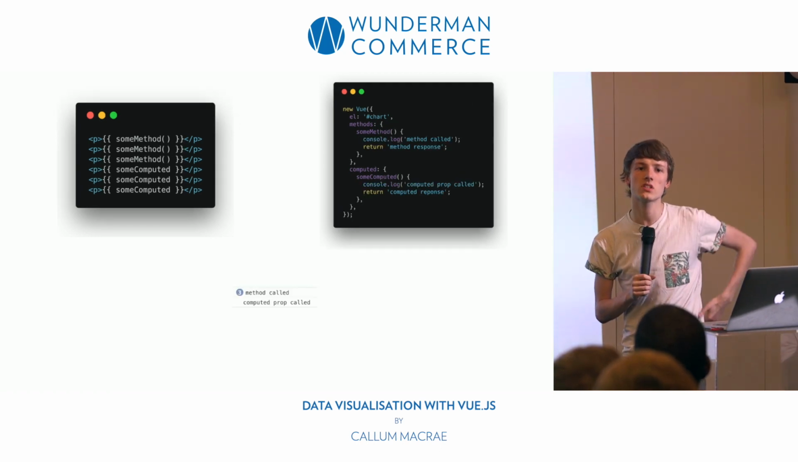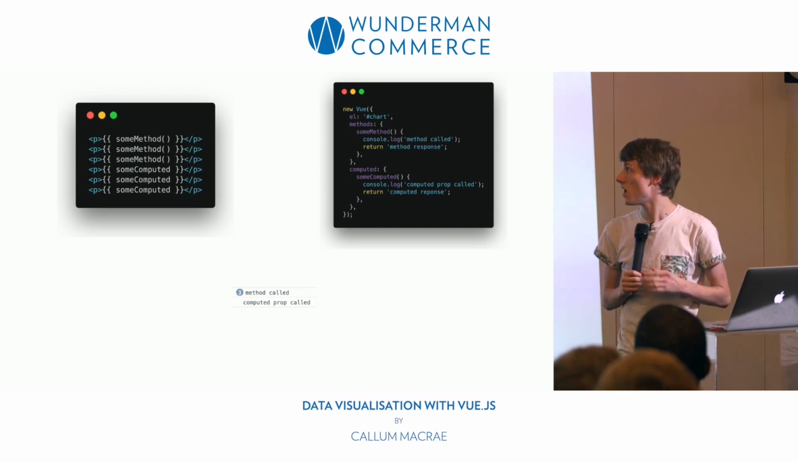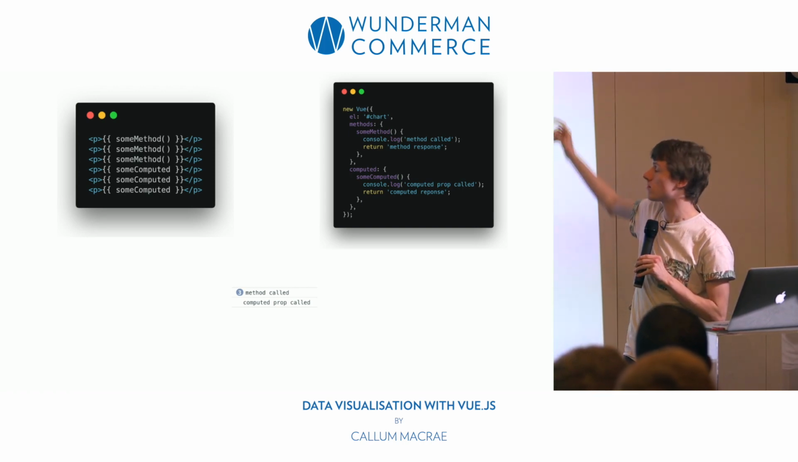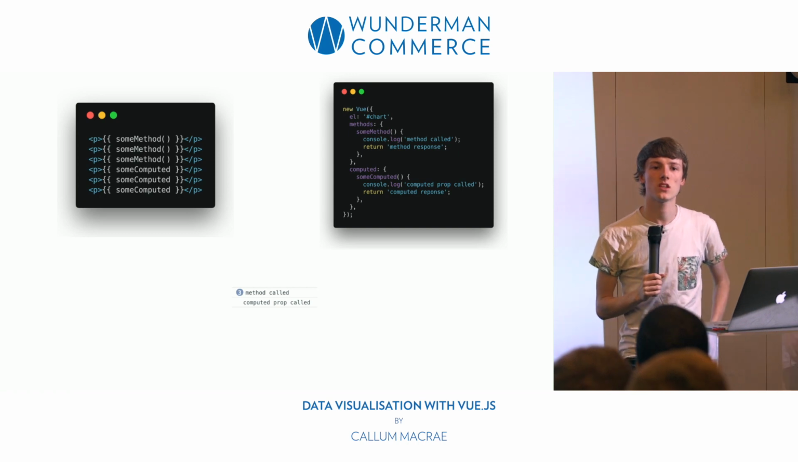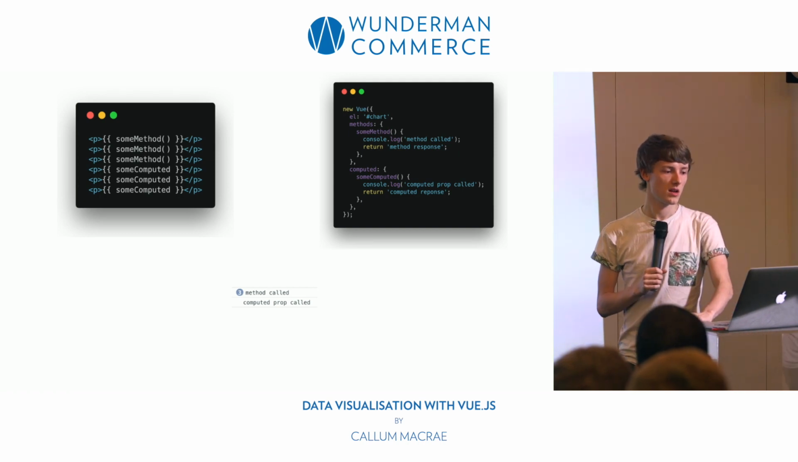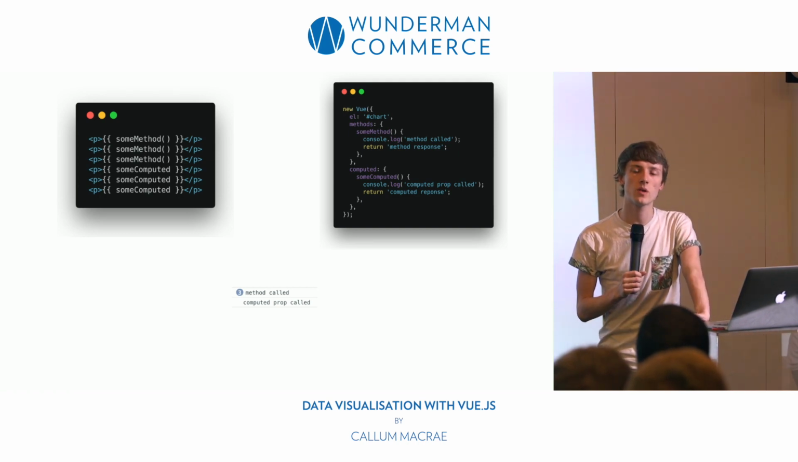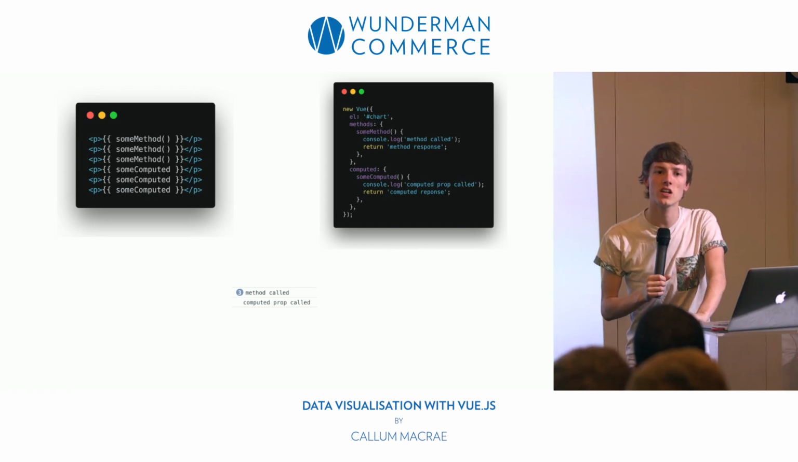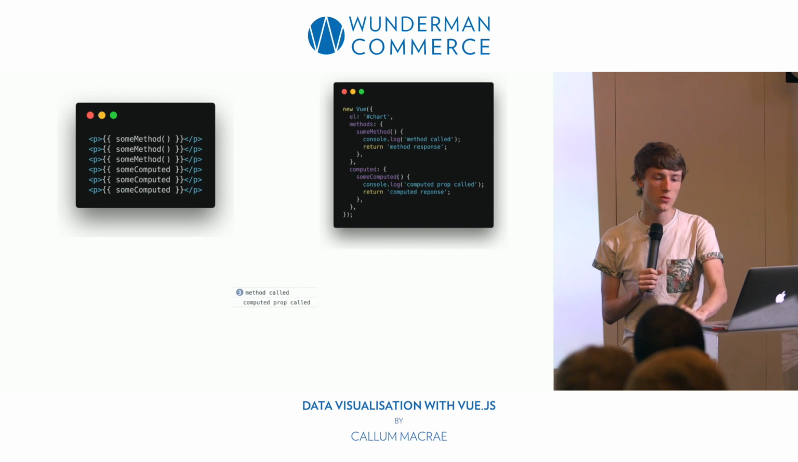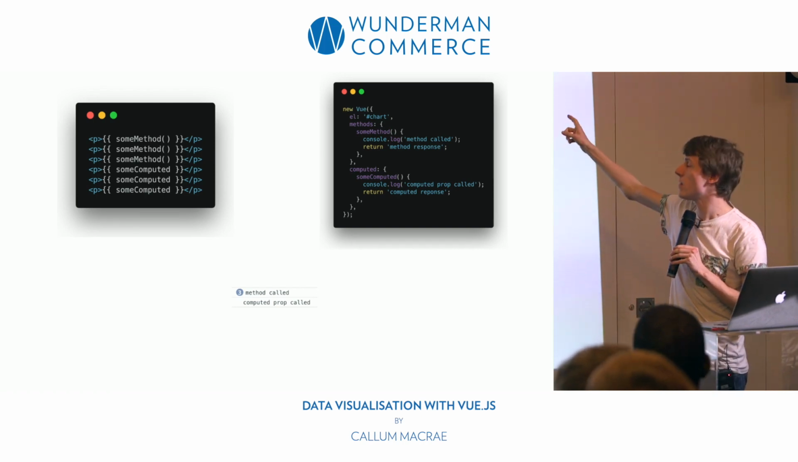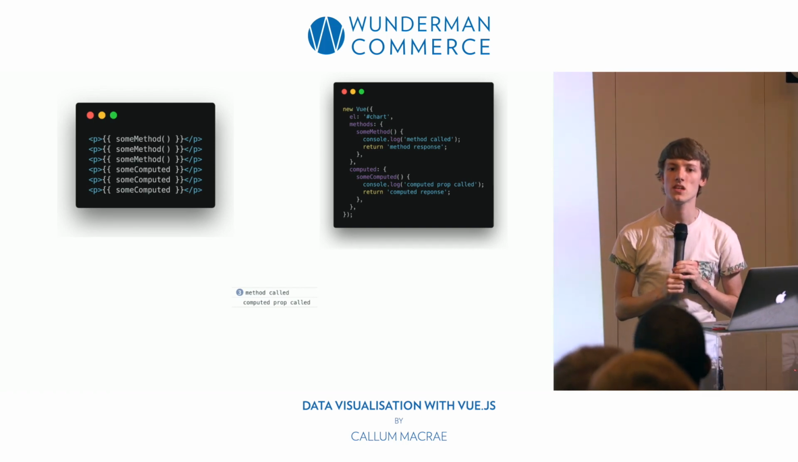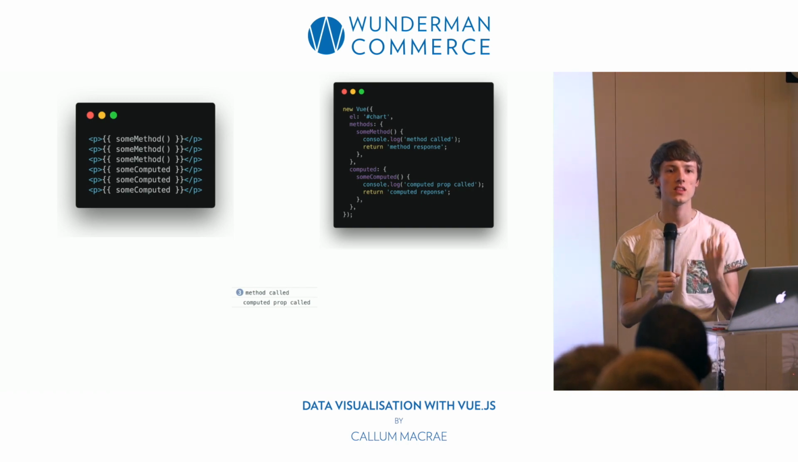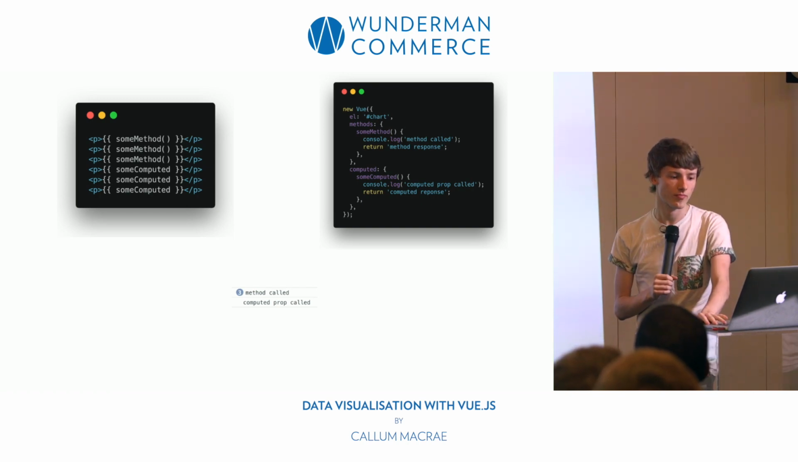Methods, every time you call them in a template, it'll evaluate it. So it'll call the method 3 times. But every time you call a computed property, unless one of the values in it has changed, it'll only be called once. So here we can see that the method is being called 3 times, but the computed property is only being called once, and then the value is being cached.